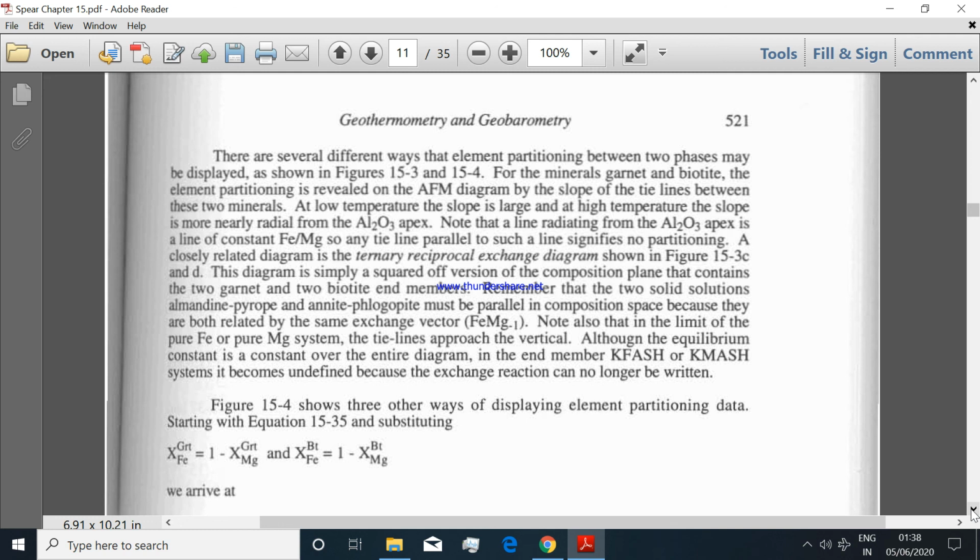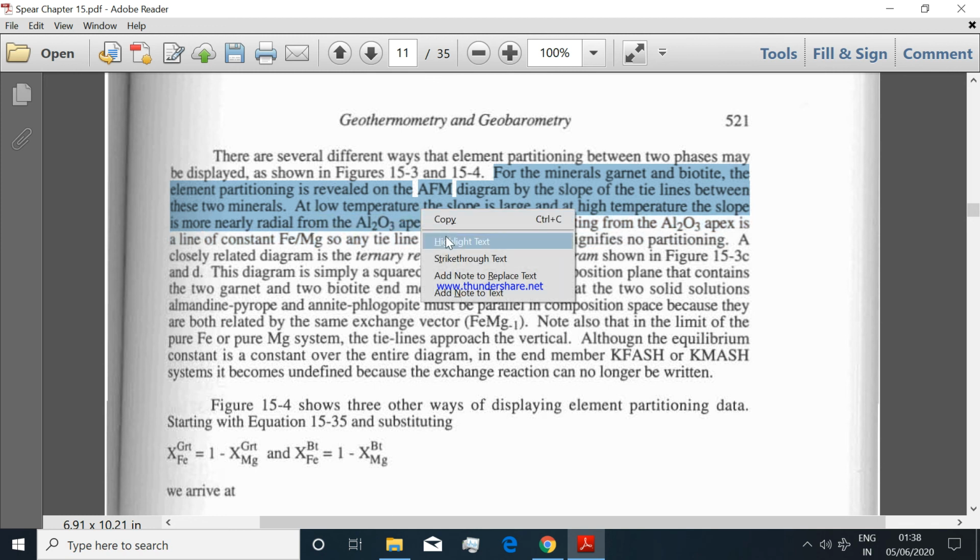There are several different ways of showing element partitioning between two phases, and it may be displayed as shown in the figure 15.3.15. For the minerals garnet and biotite, the element partitioning is revealed on the AFM diagram by the slope of these tie lines between the two minerals. At low temperature, the slope is large, and at high temperature, the slope is nearly radial from the aluminium oxide apex.